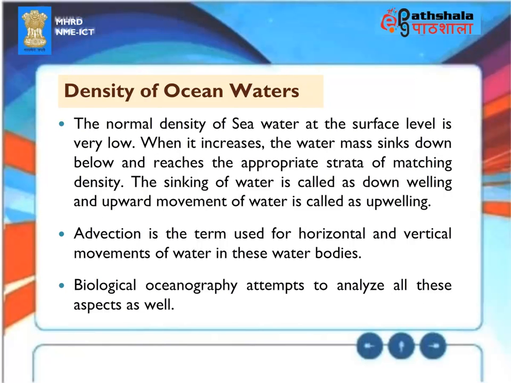The normal density of seawater at the surface level is very low. When it increases, the water mass sinks down below and reaches the appropriate strata of matching density. The sinking of water is called as downwelling, and upward movement of water is called as upwelling. Advection is the term used for horizontal and vertical movements of water in these water bodies. Biological oceanography attempts to analyze all these aspects as well.